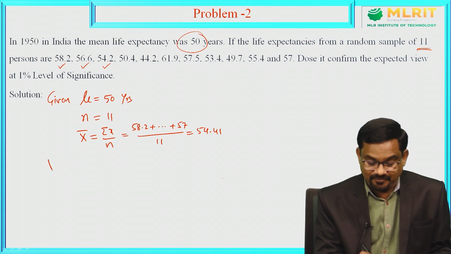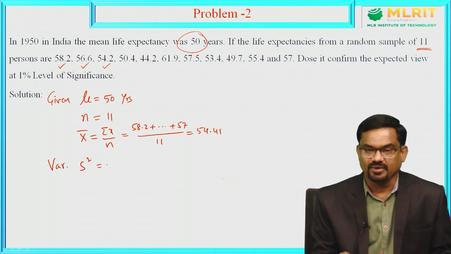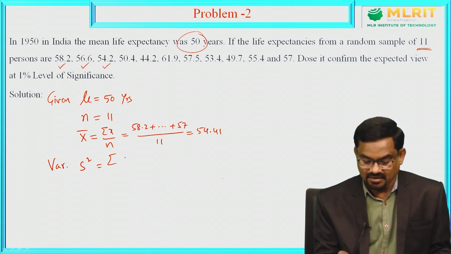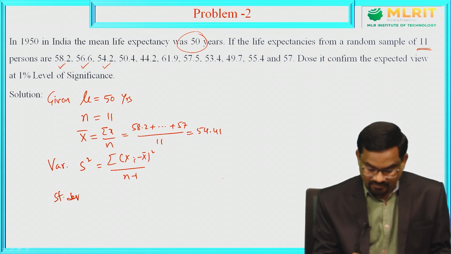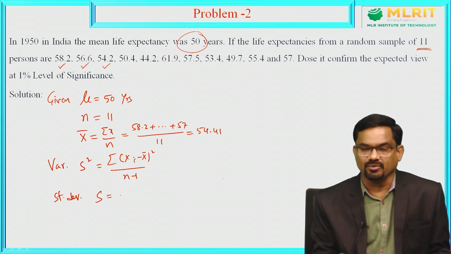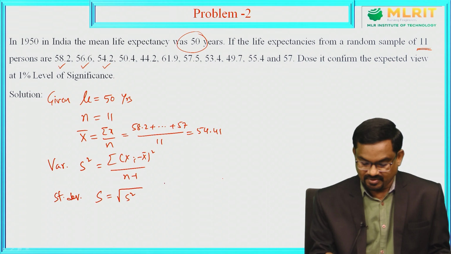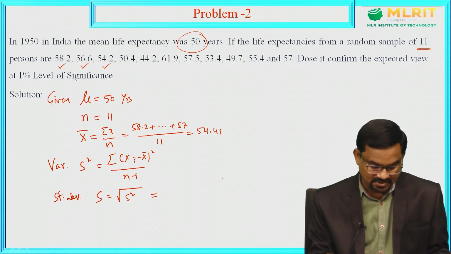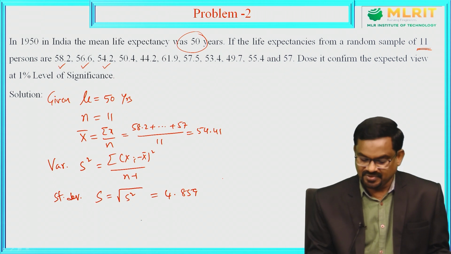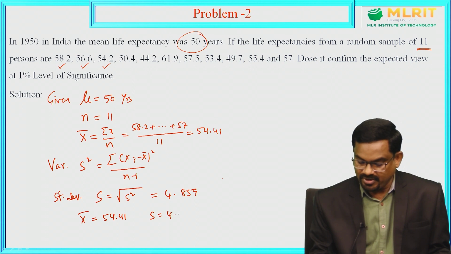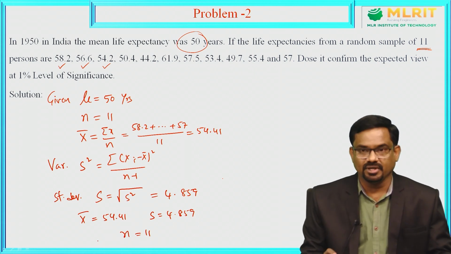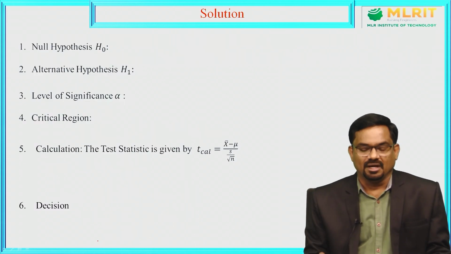Similarly, the variance S square we can calculate using the formula sigma xi minus x bar whole square by n minus 1, and the standard deviation of the sample S is the positive square root of variance, which results in 4.859. So, we have obtained x bar 54.41, S 4.859, and the size of the sample n is 11. So that we can go for the test of hypothesis.